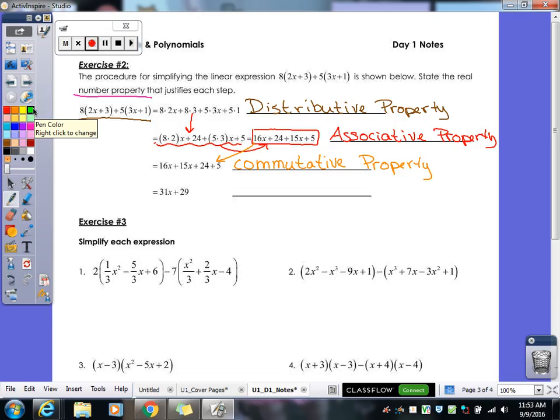And then our last step, even if you can't think of a property, what did they actually do? They actually added their x's and their numbers, right? So we just call that combined like terms. So that's not really a property, but that's what they did. They combined like terms.